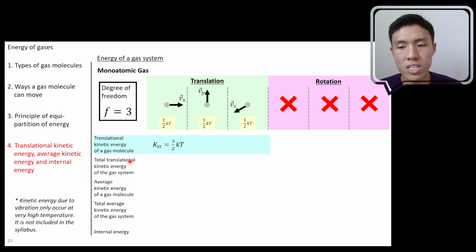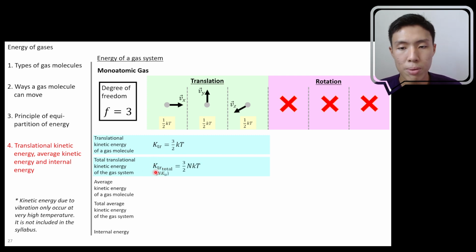For the total translational kinetic energy, the word total here means we are not only going to consider one gas molecule, we are going to consider all the gas molecules in the gas system. Because that involves all of the gas molecules, your kinetic energy will now have the word total added, and you are going to take the translational kinetic energy of one gas molecule multiplied by the total number of gas molecules that you have in the system. From there you are able to get the total translational kinetic energy. So we take this equation for the translational kinetic energy of a gas molecule and multiply it with the total number of gas molecules you have in the system.